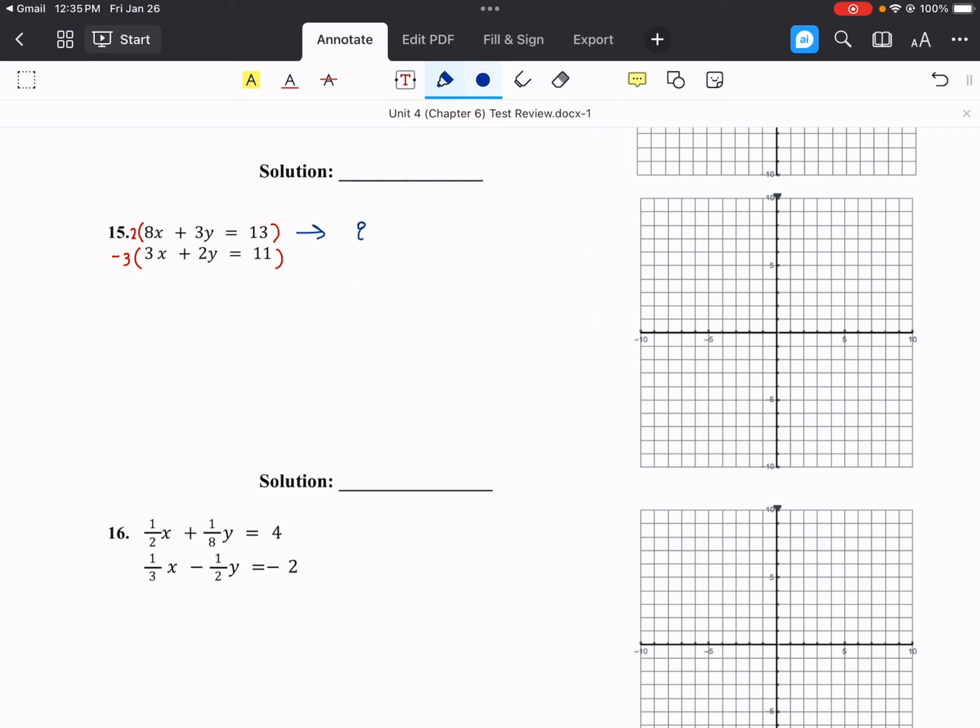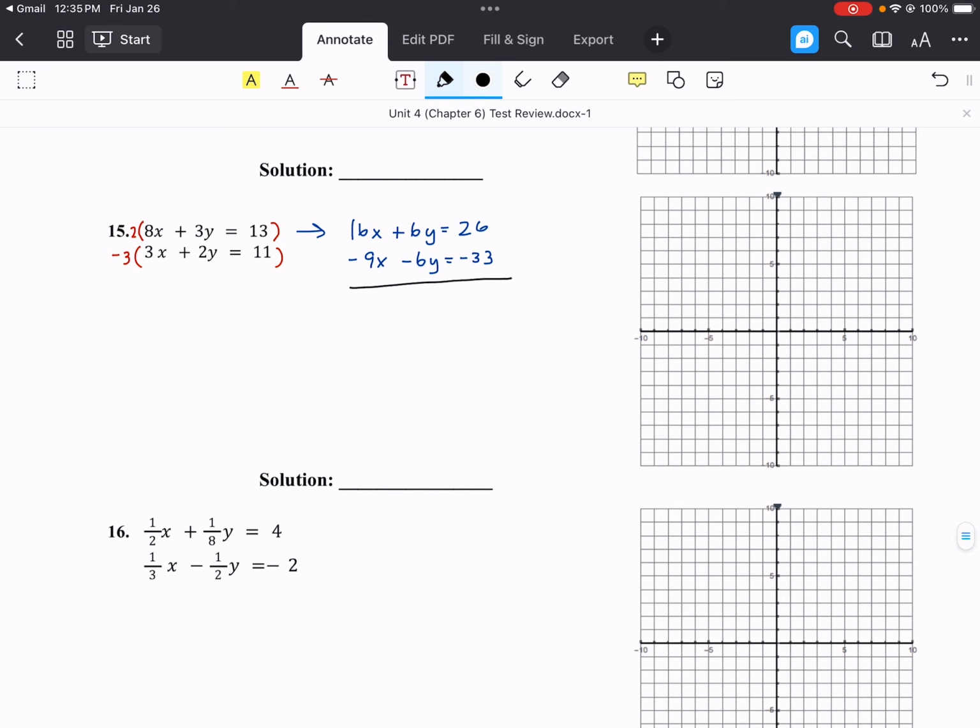So I'm essentially changing both. The top equation is going to become 16x plus 6y equals 26. The bottom equation becomes -9x minus 6y equals -33. So now as we go to eliminate straight down or combine straight down, we've got 16x, -9x is 7x. The y's are going to be 0. And then 26 and -33 is -7. At this point, we can go ahead and solve for x. Once we know x, we'll plug it back in to find y.